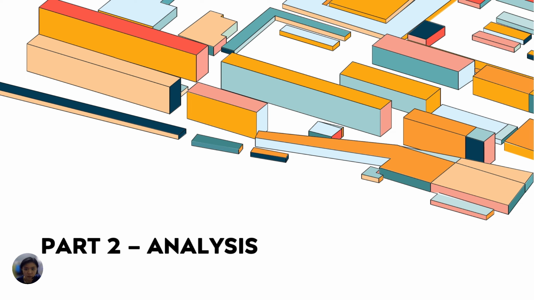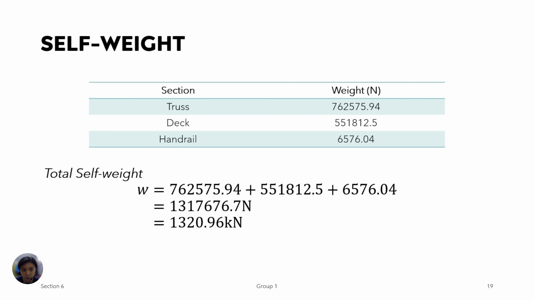I will talk about the analysis of our project. First, we calculate the weight of each section by finding the cross-section area and volume of each member. Then use the equation of weight, which is product of volume, density, and gravity constant. The total self-weight of the bridge is the sum of the weight of all sections, which include the truss, deck, and handwheel. So the total self-weight of the bridge is 1320.96 kN.